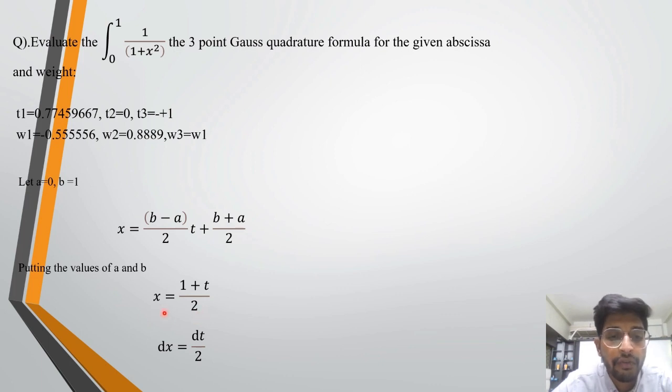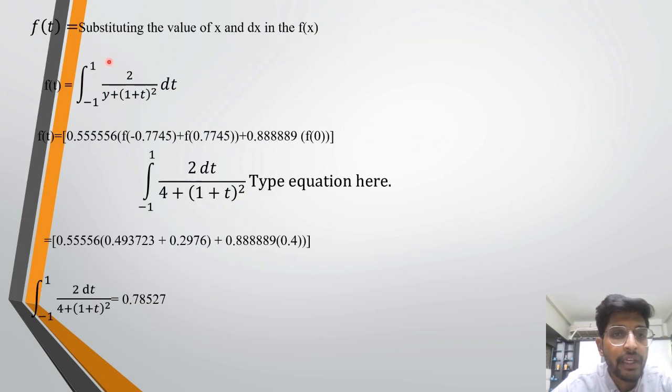So the differentiation of x is dx, and the differentiation of (1 plus t) by 2 is dt by 2. So we get dx equal to dt by 2. Now we substitute this in the equation, that is 1 upon (1 plus x square) dx. So we get f(t) equal to the integral from minus 1 to 1 of 2 dt upon (4 plus (1 plus t) whole square).